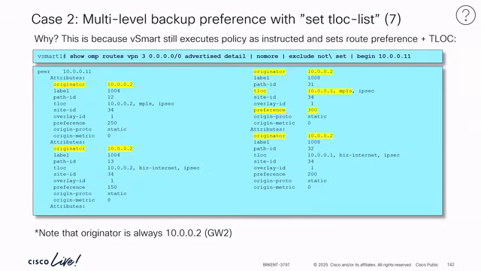Why? This is because vSmart still executes the policy as you instructed it. If you think about this policy, it's basically a next hop rewrite. Classical case with BGP route reflectors. We are doing the next hop rewrite unconditionally, and we are not verifying reachability for that next hop.